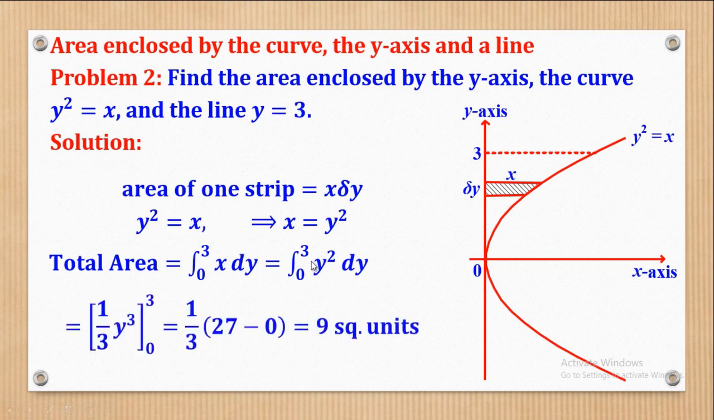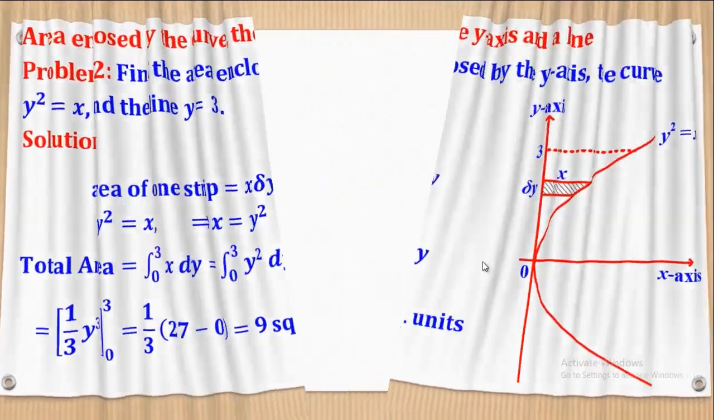So now when I integrate y squared, I'll come up with a third y cubed. Then I put the limits 0 to 3. When I substitute the upper limit where there is y, I'll come up with 27, minus, substitute the lower limit which is 0, to come up with 0. When I simplify this, I'll come up with 9 square units, which is the area enclosed by the line y equal to 3, the curve y squared equal to x, and the y-axis.